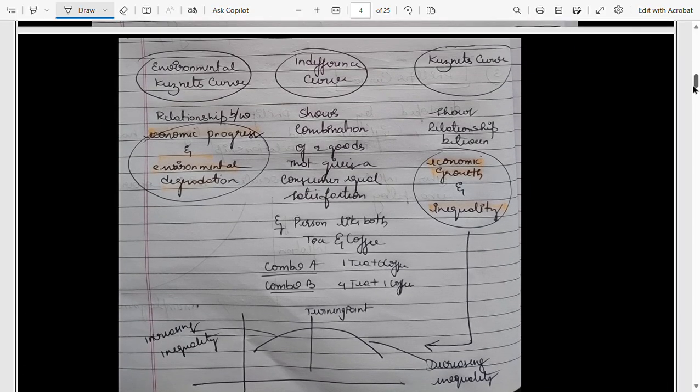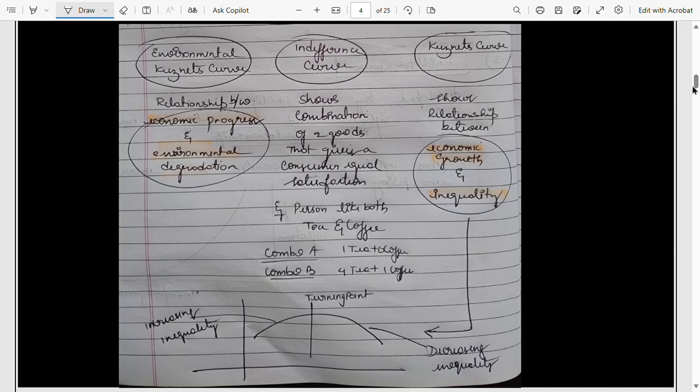Then we have three other types of curves: the environmental Kuznets curve, the indifference curve, and the Kuznets curve. The environmental Kuznets curve says there is a relationship between economic progress and environmental degradation. As the country progresses economically, they tend to degrade more of the environment. They encroach on land, create deforestation, right? So this curve represents that.